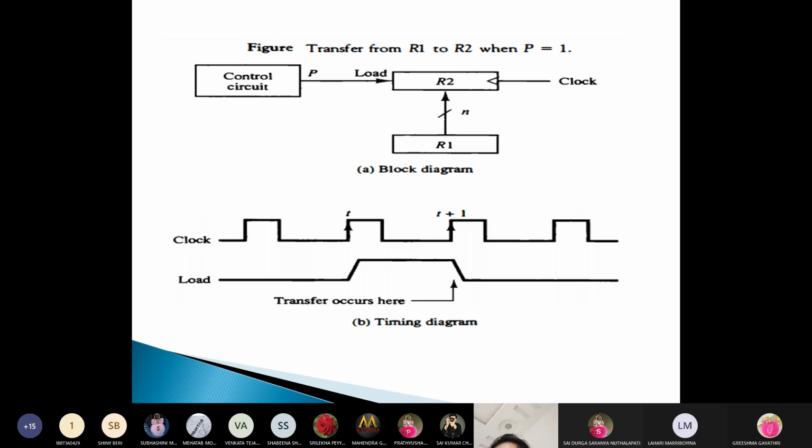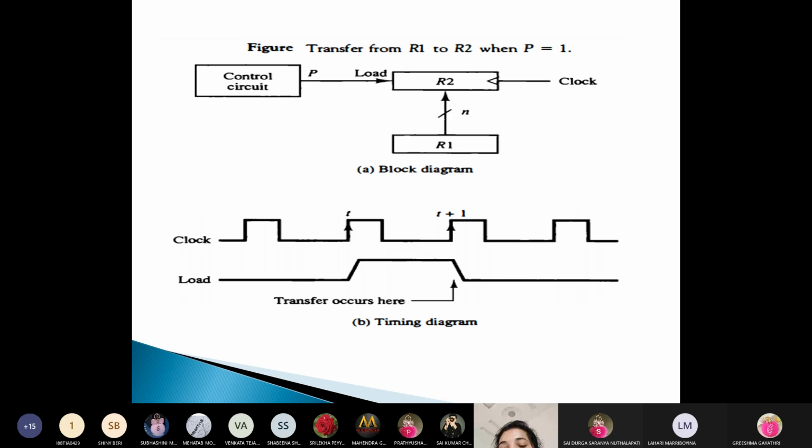So every statement written in a register transfer notation implies a hardware construction for implementing the register transfer. This is called the diagram. Then the N outputs of register R1. We have N outputs.